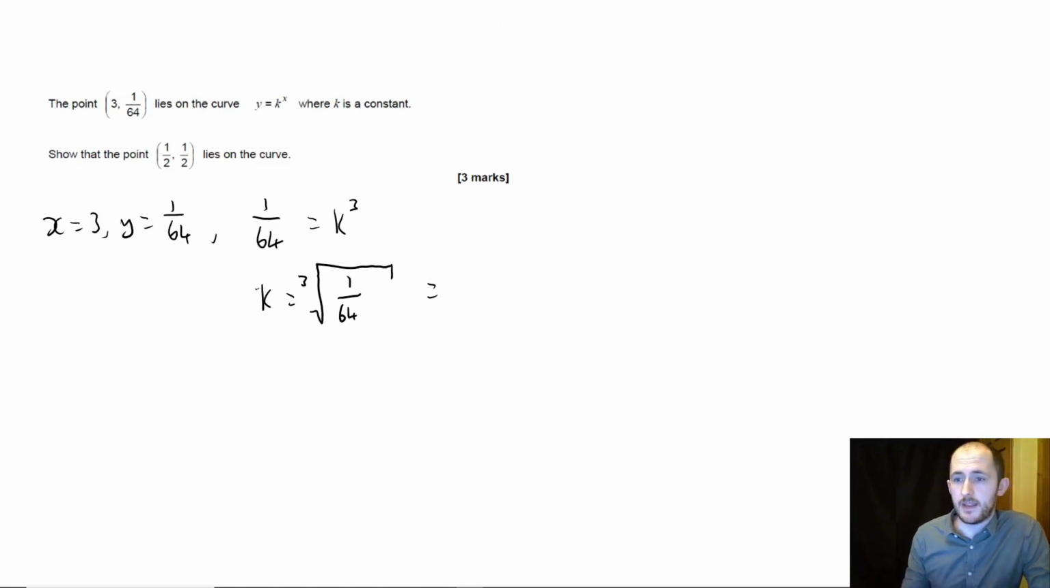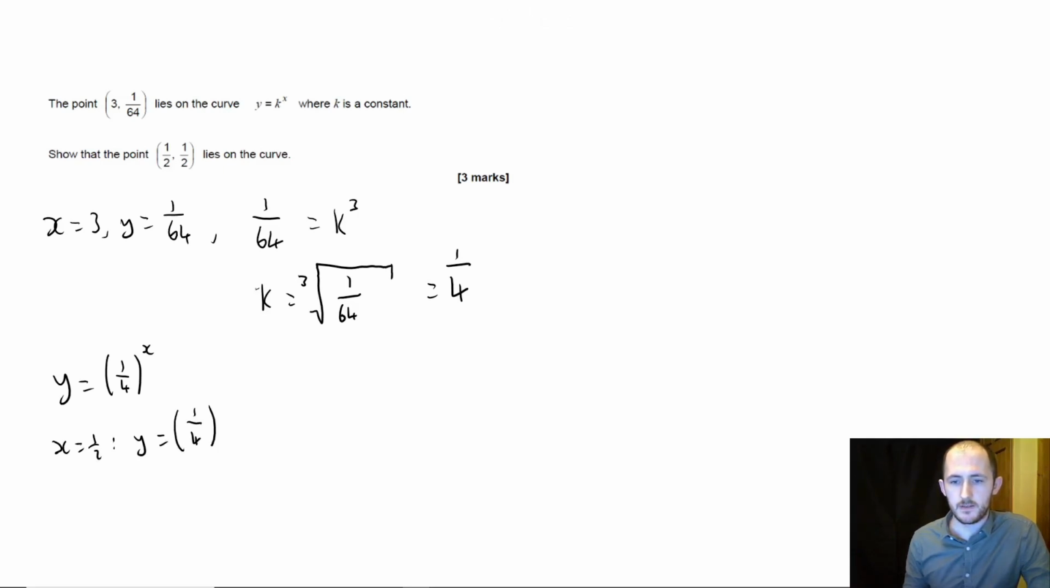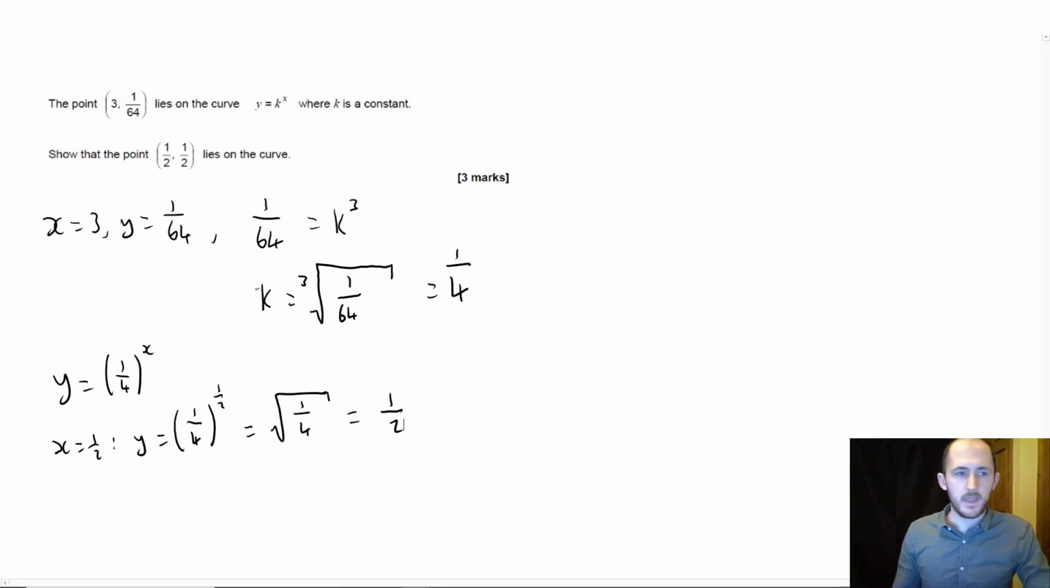Cube root of 64 anyway is 4. So it'd be 1/4. So now our equation becomes y equals 1/4 to the power of x. So show that the point lies on the curve. Well, x is equal to a half. Let's see what y equals. Well, y is equal to a quarter to the power of a half, which is the same as the square root of a quarter, which is definitely 1/2. So it is. That's the last exponential question.